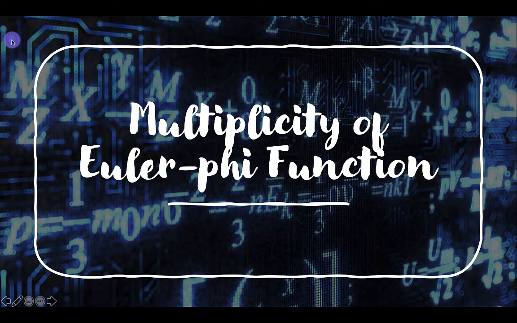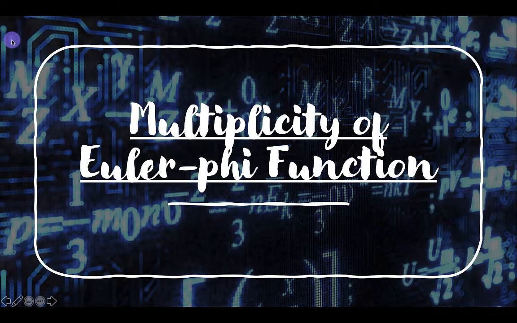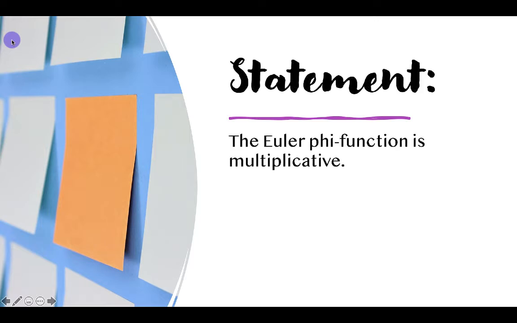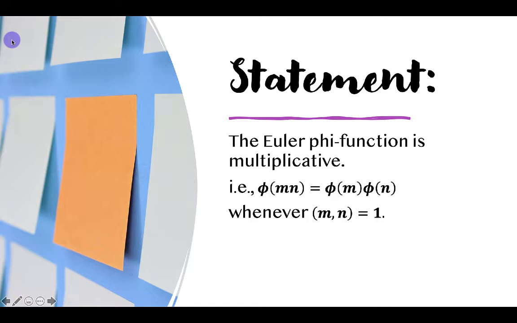Multiplicativity of Euler phi function. The property states that phi of mn is equal to phi of m into phi of n whenever the GCD of m and n is equal to 1. Here m and n are any two positive integers.